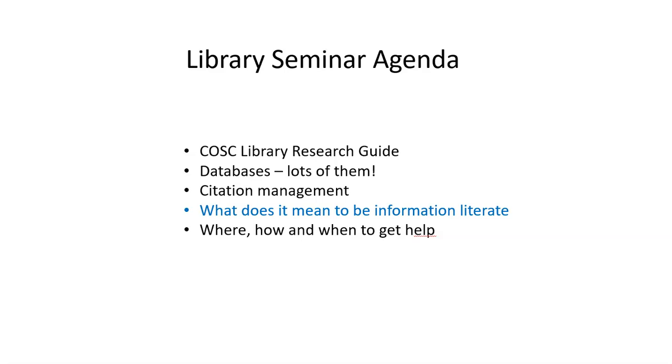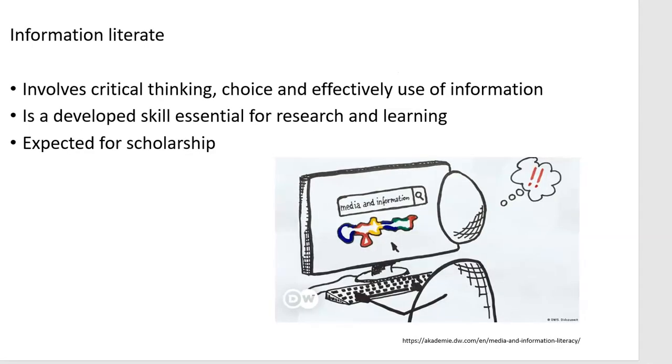What does it mean to be information literate? This is really important for this course. It involves critical thinking, choice, and effective use of information. It is a developed skill essential for research and learning, meaning it changes all the time because so much is coming at you. And it's expected for scholarship, not only in this course, but other courses as well.